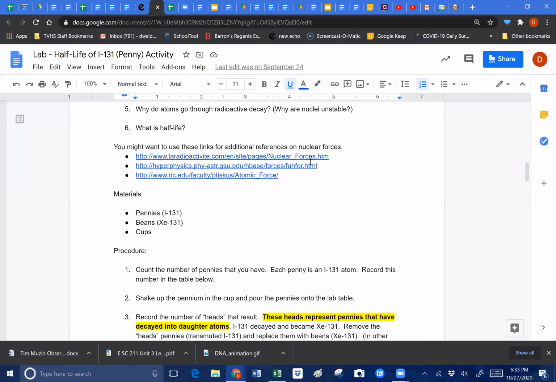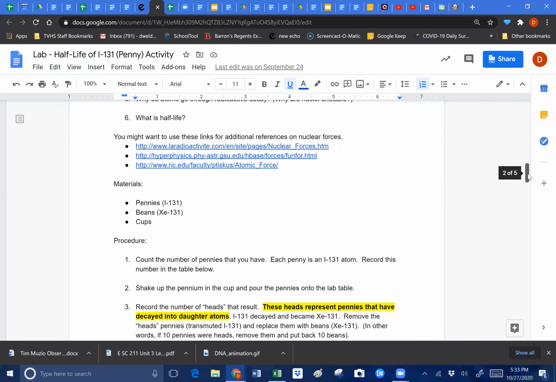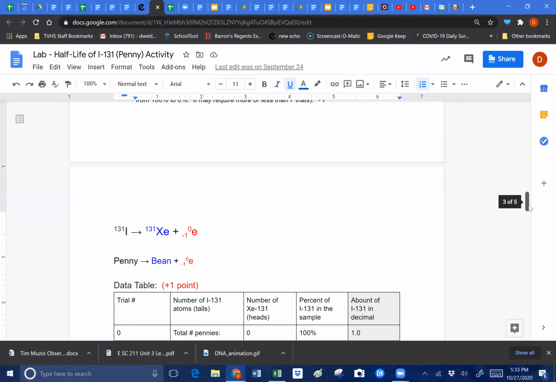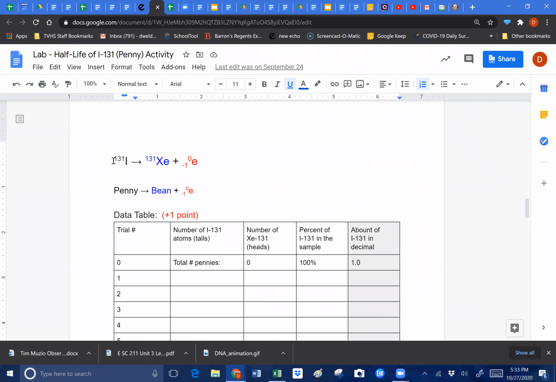Okay. So those are the pre-lab questions. Then for the actual lab, you would have taken a cup of pennies and thrown them. Any of the ones that ended up heads are the ones that have become daughter cells, so they've become xenon-131. So you'd remove the heads and replace them with xenon atoms, which we gave you beans for. So here's the nuclear equation right here. And here's what we actually did. The model of it is right here.